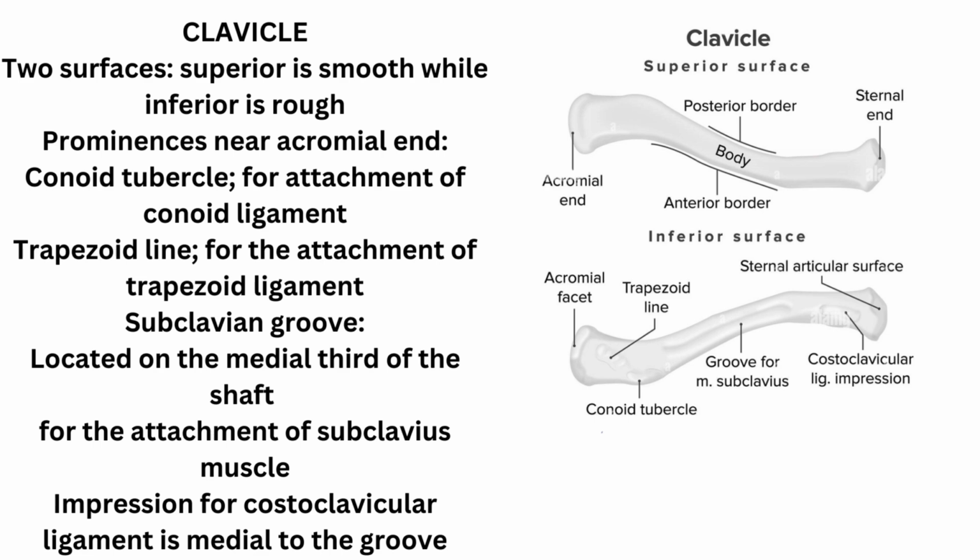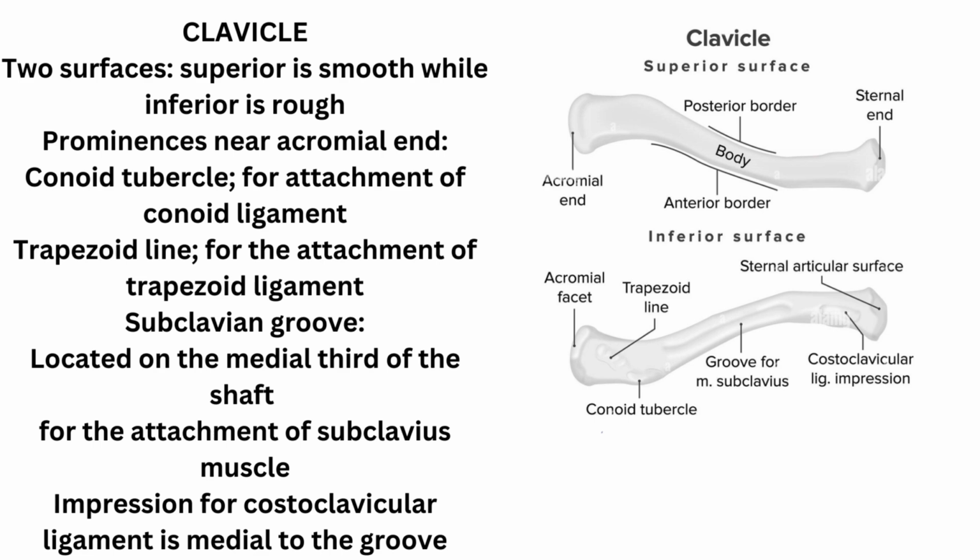The clavicle can also be described using its superior and inferior surfaces. The superior surface of the clavicle is smooth, while the inferior surface of the clavicle is rough due to the attachment to the first rib near the sternal end by strong ligaments.